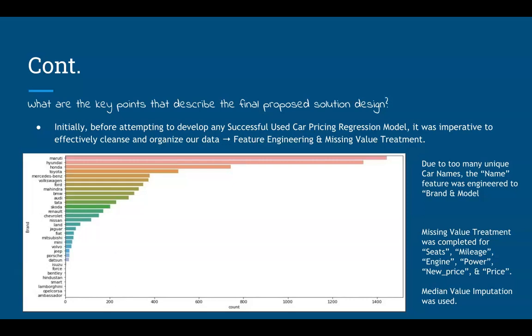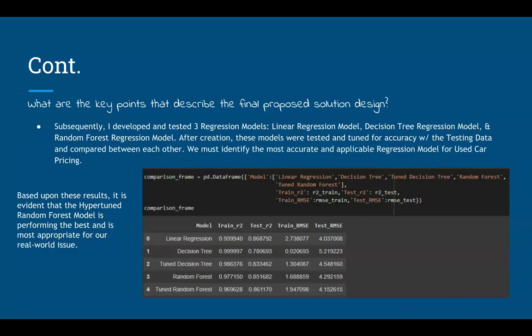Missing value treatment was also completed for the seats, mileage, engine, power, new price, and price features. And for each of these features, median value imputation was used for our missing values. Subsequently, I developed and tested 3 regression models: our linear regression model, decision tree regression model, and random forest regression model. And after creation, these models were tested and tuned for accuracy with the testing data and compared between each other.